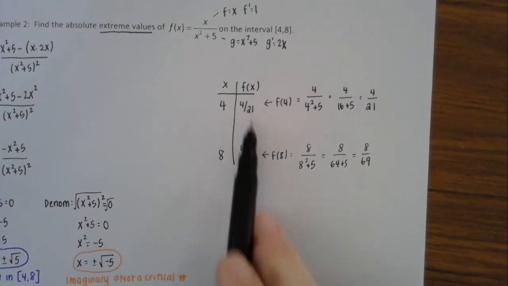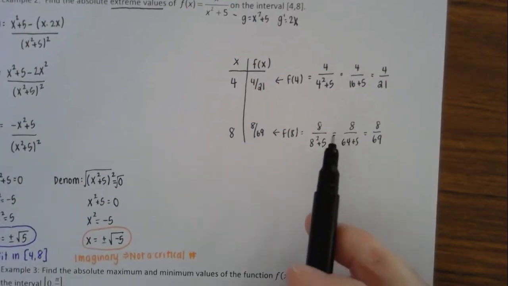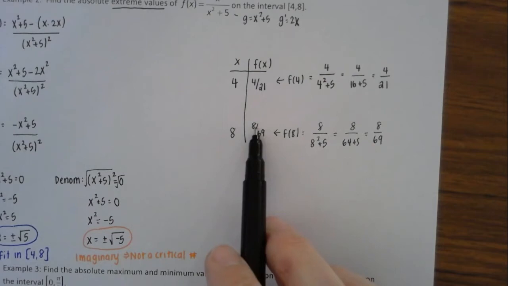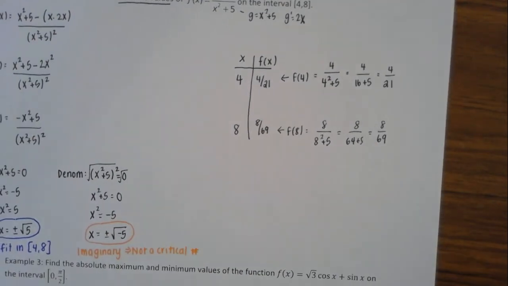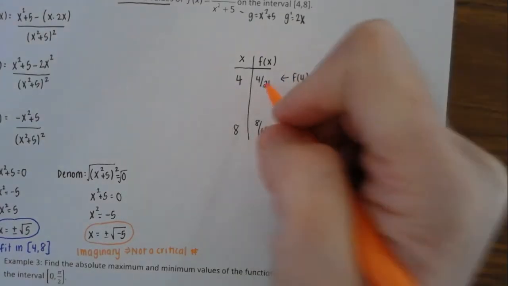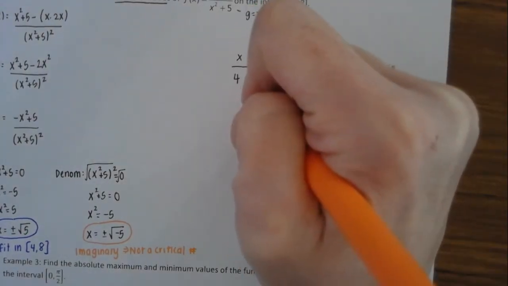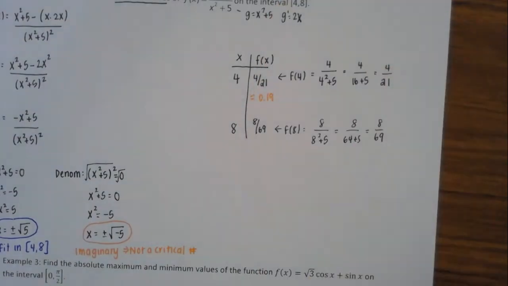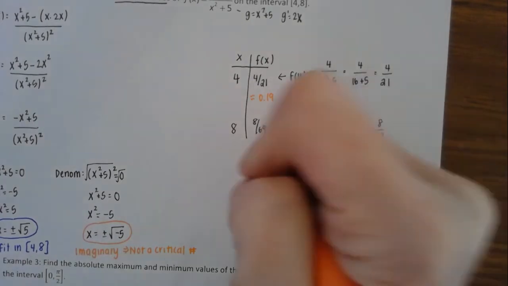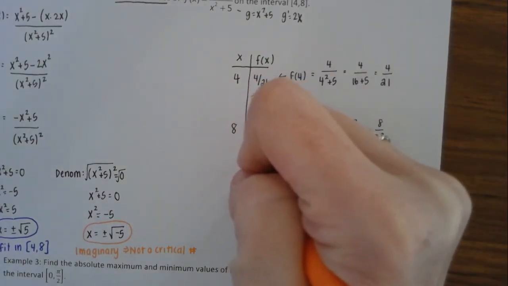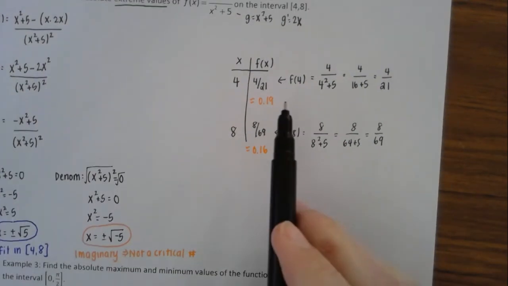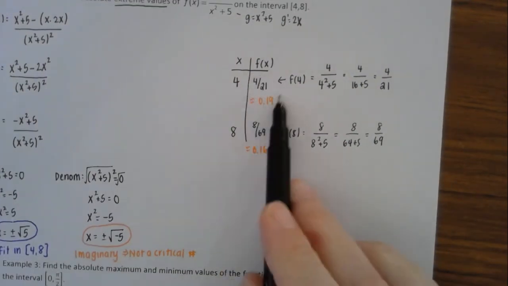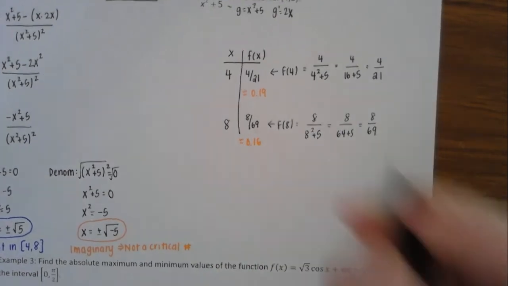So then of these two, we just need to determine which one's bigger and which one's smaller, because we need to determine which one's the absolute max and which one's the absolute min. So if you want to type these into your calculator to get a decimal approximation, 4 over 21 is approximately 0.19. And if I do the same thing for 8 over 69, that's about 0.16. So it looks like this one is larger and this one is smaller.